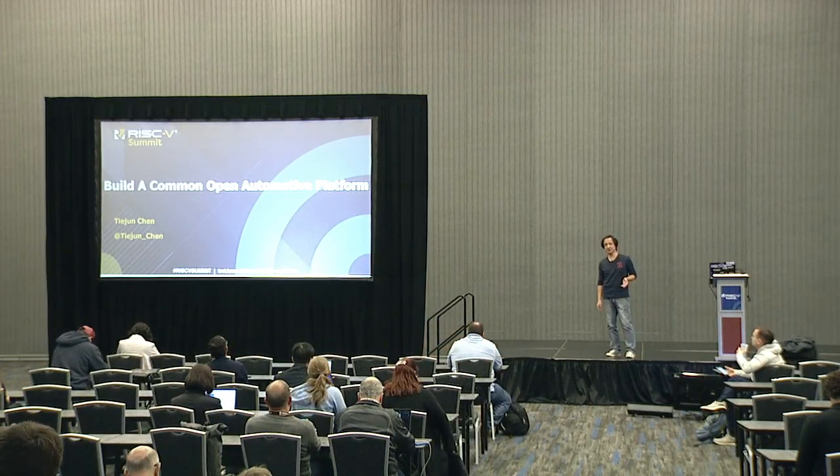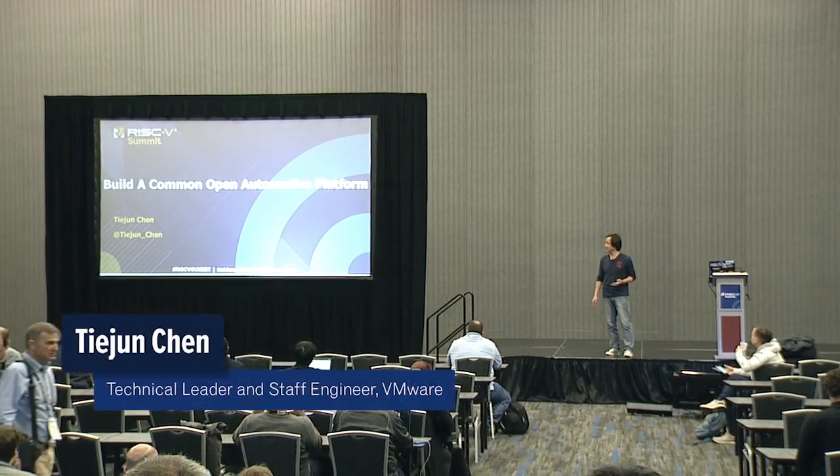Just at first, let me introduce myself a bit. My name is Tiejun Chen, you can call me Tiejun. I'm a staff 2 engineer and technical leader from VMware OCTO. That's an abbreviation of the Office of the CTO. So you can imagine I'm working on some innovative projects. In recent years, most are related to IoT, Internet of Things, and edge computing.